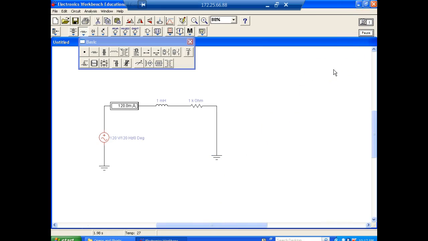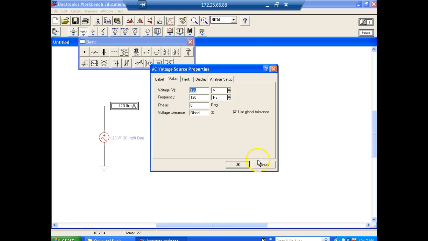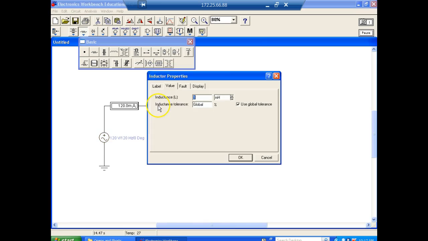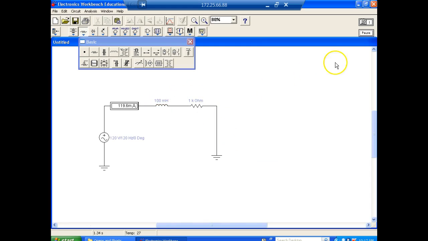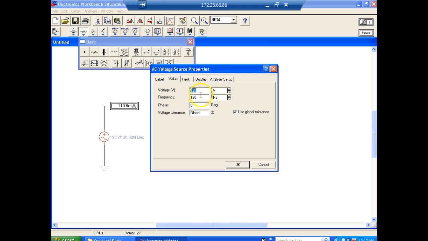And the current goes down, right? Y'all see that? Didn't it? It stayed the same. Oh, that's, this is a simulation. I don't know why.